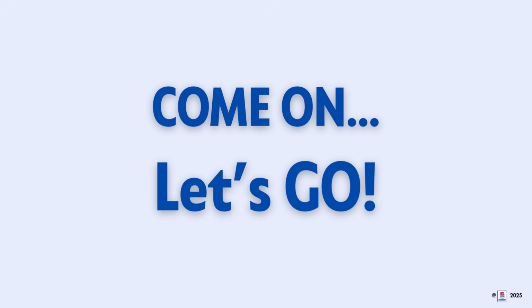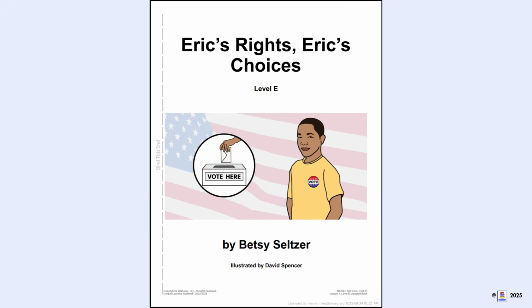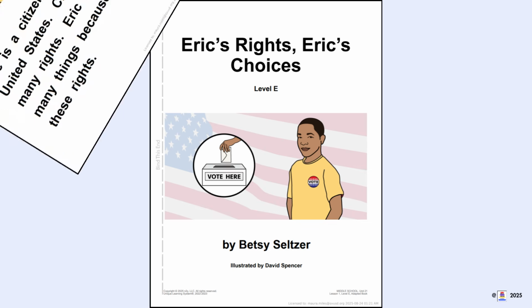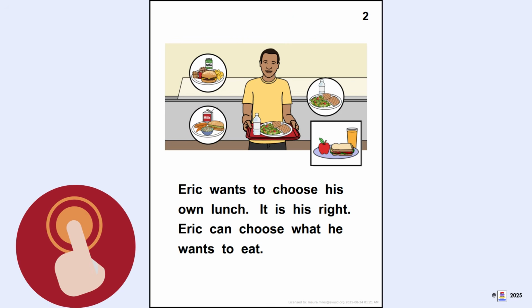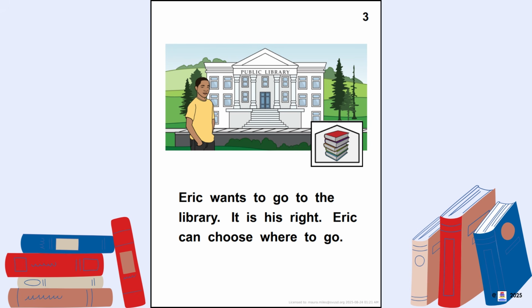Eric's Rights, Eric's Choices, written by Betsy Seltzer and illustrated by David Spencer. Eric is a citizen of the United States. Citizens have many rights. Eric can do many things because of these rights. Eric wants to choose his own lunch. It is his right. Eric can choose what he wants to eat. Eric wants to go to the library. It is his right. Eric can choose where to go.